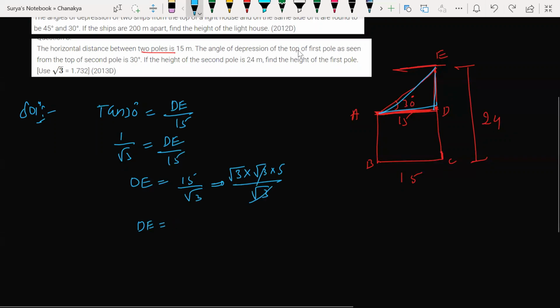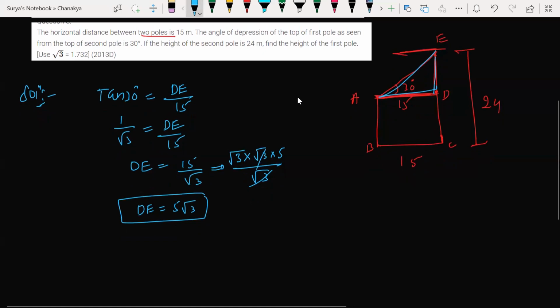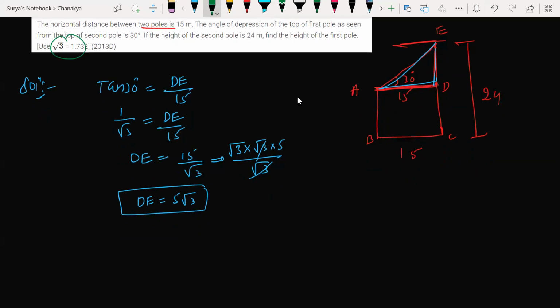Or 5 root 3? 5 root 3 is my... you know what, this one, the top of the pole from the... I mean the D is what I got, 15 root 3. And he has given clearly, look at this here, in the question, use root 3 as 1.732.